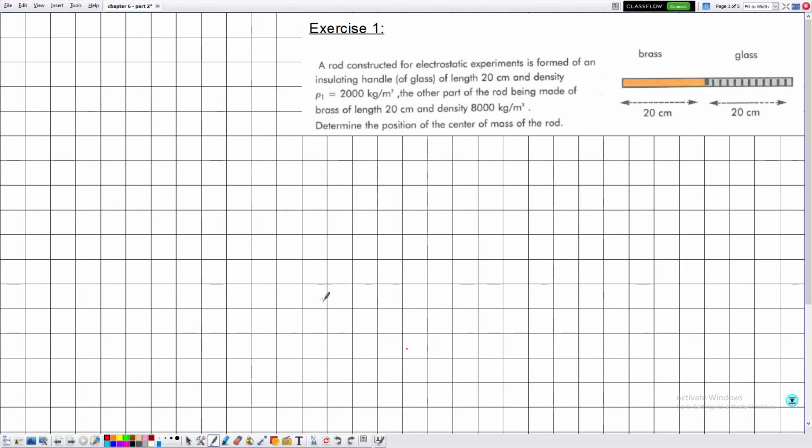Okay, hello everyone. In a new video, we have reached part 2 of chapter 6, which is the chapter of center of mass for grade 11 students. In this video we are going to solve some exercises. Let's start with exercise number 1.